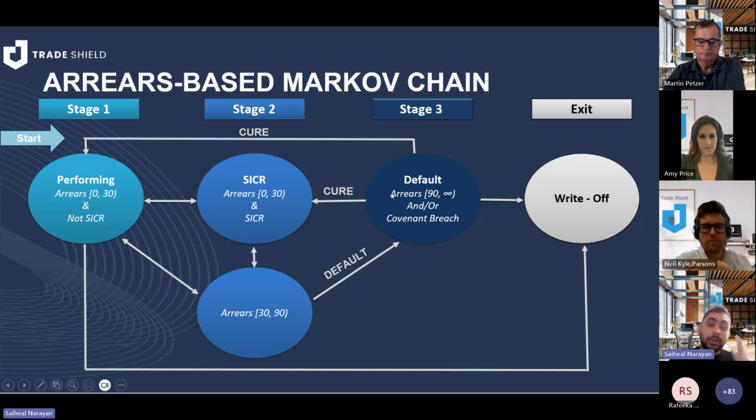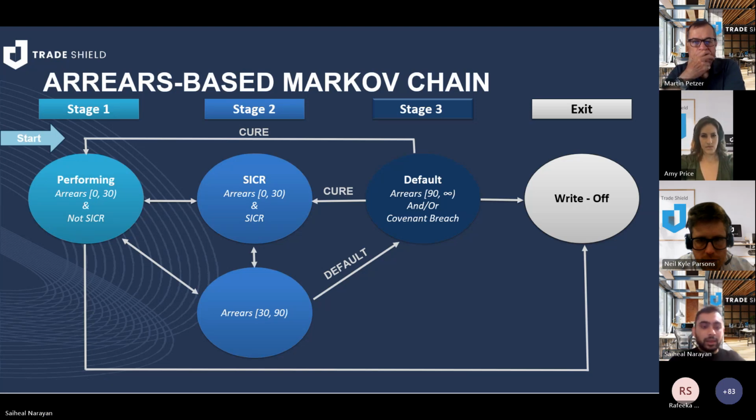And the same goes for performing. You can move from performing to stage 2, you can move from stage 2 to stage 3, and you can move from stage 2 to stage 1. So it's all dependent. It evolves over time, and we model every single possible scenario that can happen. If you're in a default state, there is a probability you can be cured again, and there are probabilities attached to this, and that's what a Markov chain is. It's basically all possible scenarios that can happen with a loan or an invoice.